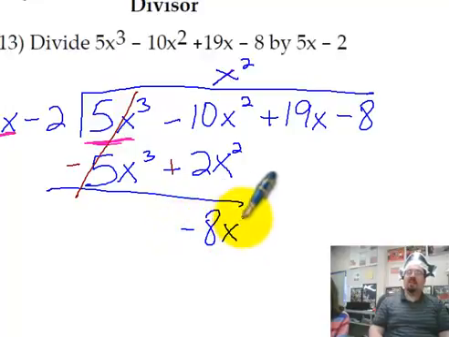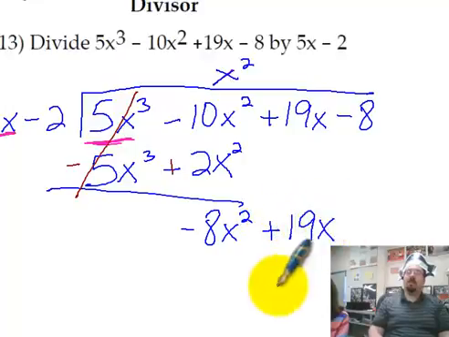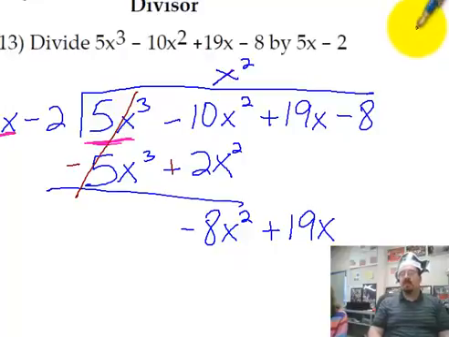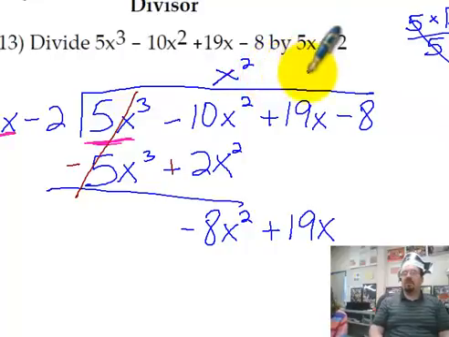Okay, and then the 5's cancel, and then I have negative 10 plus 2, which is negative 8x squared, and I bring down the 19x. What do I multiply 5 by to get negative 8? Well, let me figure that out. 5 times something gives me negative 8, and I can treat this like an equation and solve it. So the thing I was looking for was negative 8/5.